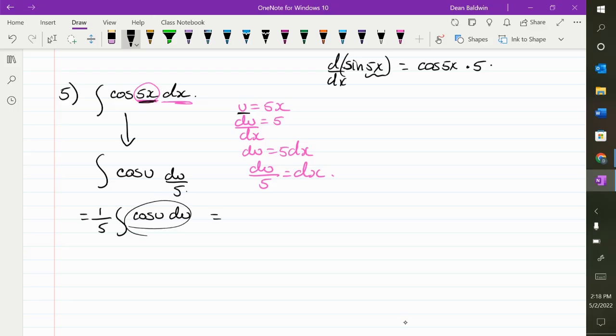Now this, because what's in there is just a linear function, x or u or whatever, it's not to a power, it doesn't have a constant in front of it, I can just do the antiderivative of cosine, which is sine. So I get 1/5 sine of u, plus c. We said u was 5x, so it's 1/5 sine of 5x plus c.